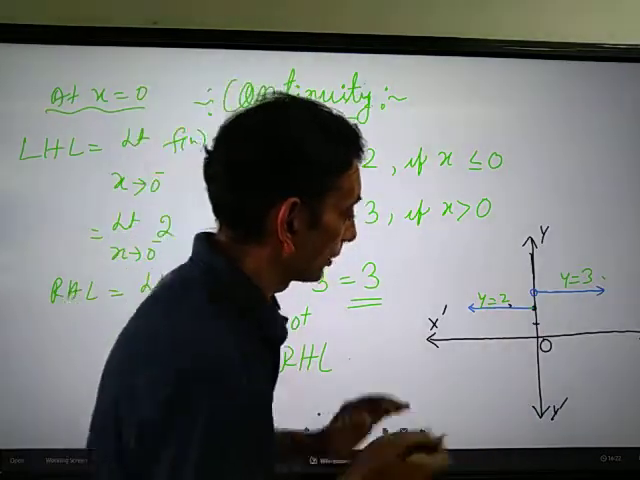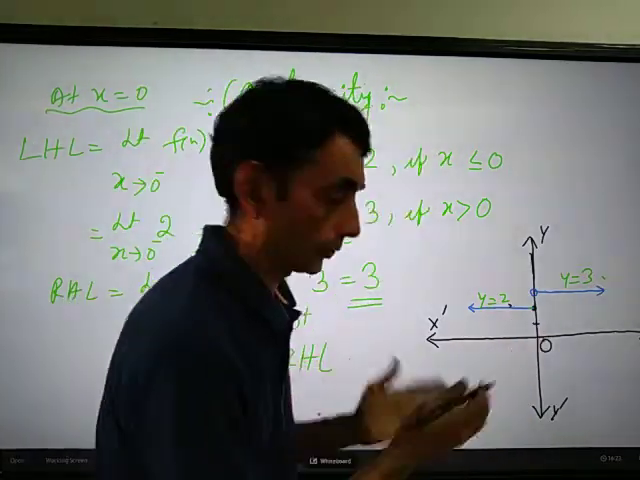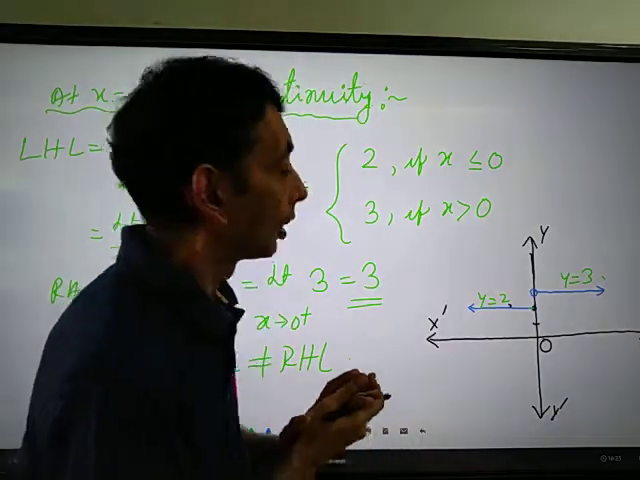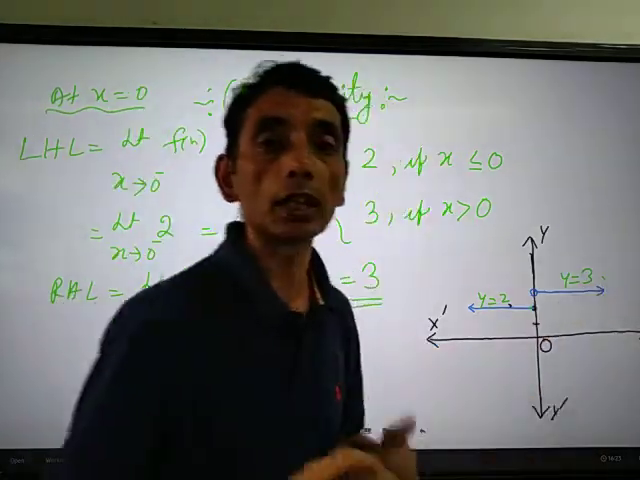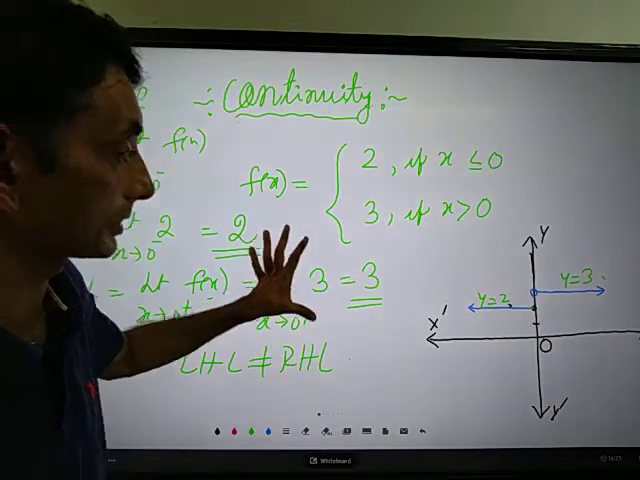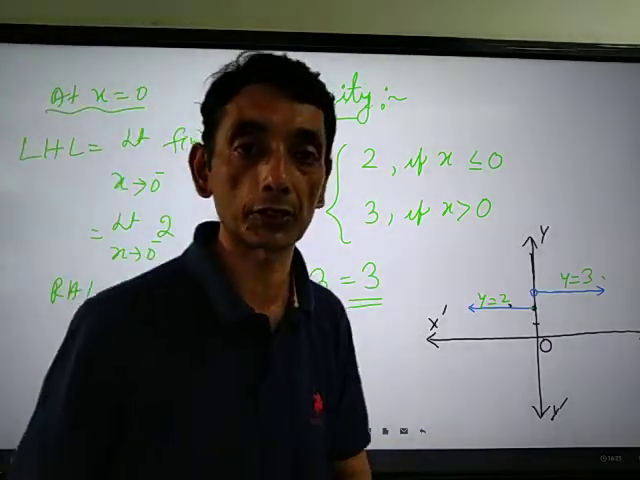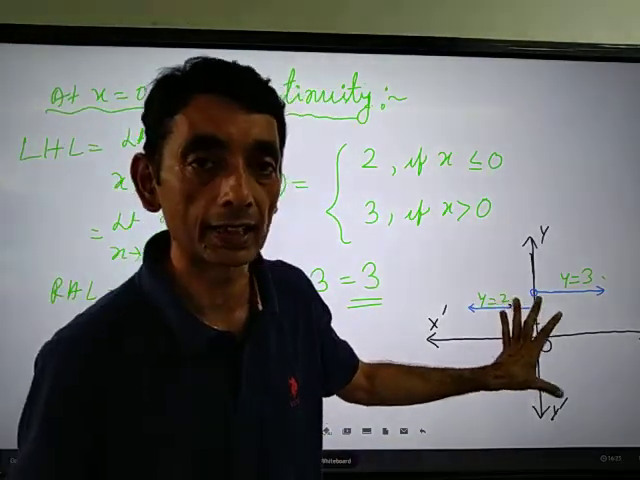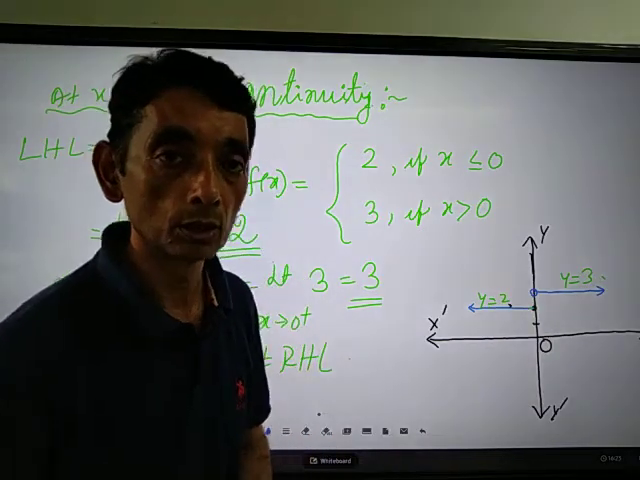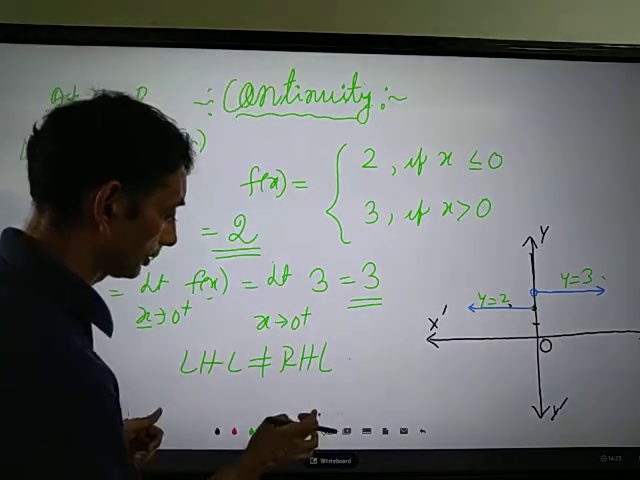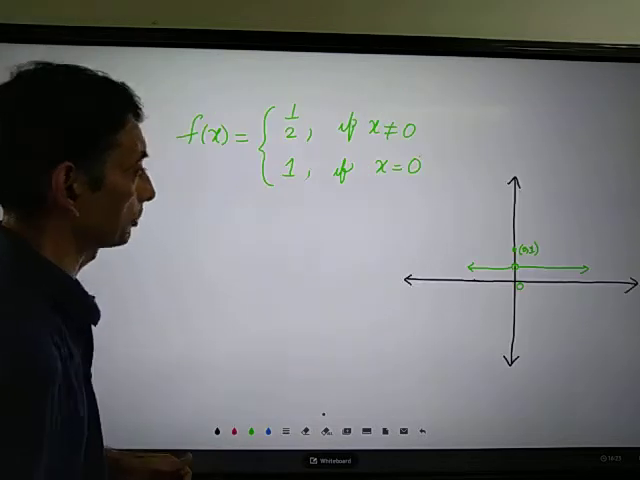Therefore, when we approach 0 from the left hand side, at 0 there will be a break. That means this is an example of a discontinuous function. So this is discontinuous at x equal to 0. Let us try to take one more example.